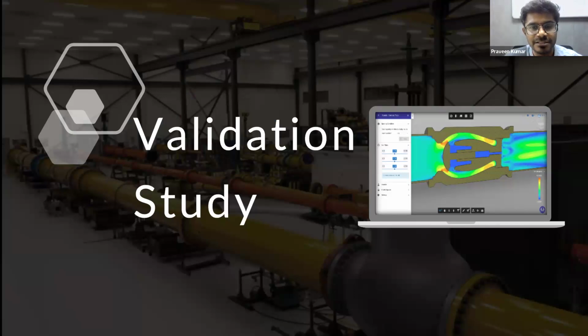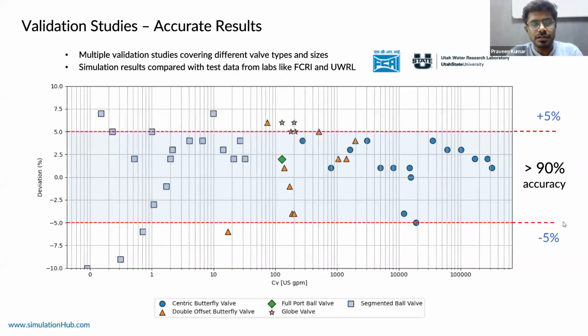So moving on with validation studies, we have validated our application results with lab results from FCRA and Utah Water Research Laboratories for a wide range of valve types and valve sizes. What we observed is that the results most of the time fall in the range of plus or minus 5% deviation. There are some corner cases where the valve size is small, but still it's near 10% deviation. So overall, 90-plus percent is the accuracy we have observed.